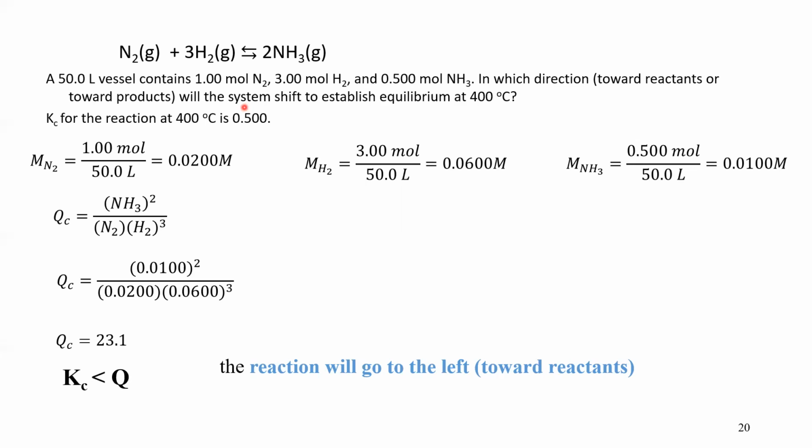And once the system gets to equilibrium, the concentrations of reactants and products will become constants. They won't be equal to each other, but they'll become constants because the rate of the forward reaction will equal the rate of the reverse reaction.